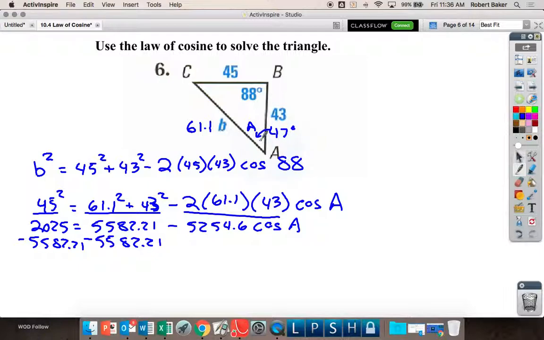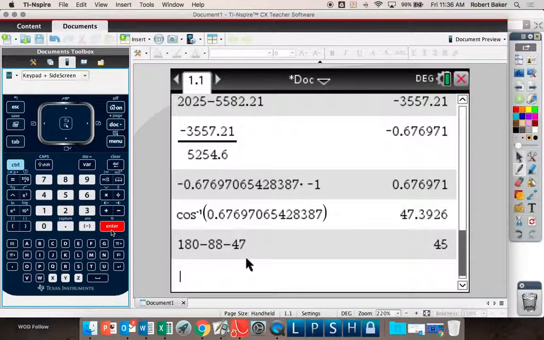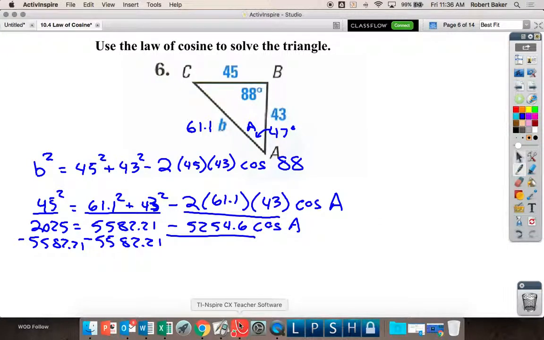Then you still have to solve for angle C. So I subtracted 5,582.21 and got a nasty decimal. Then I divided by this. That gave me my other nasty decimal. So once you get to that last angle, you have 180 degrees in a triangle, minus 88 degrees spoken for, minus 47 degrees that are spoken for. It leaves you with the last angle of 45 degrees. So all three of those angles add up to 180.